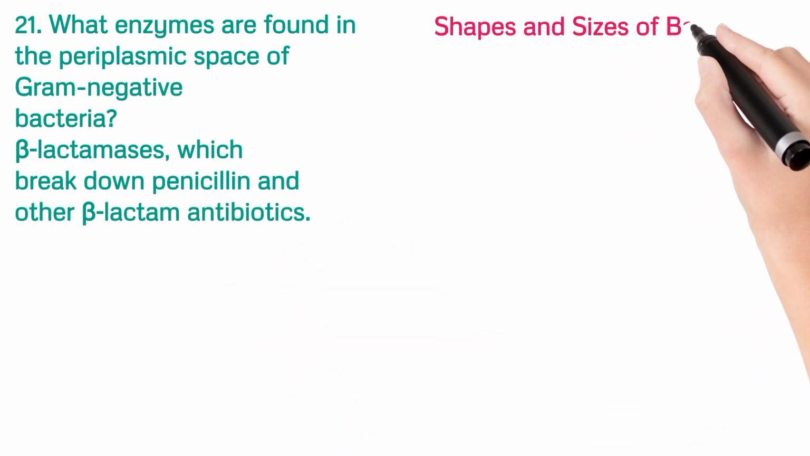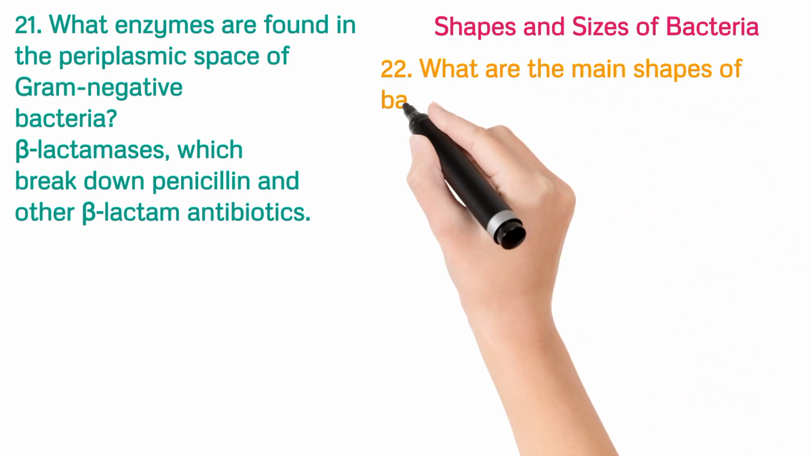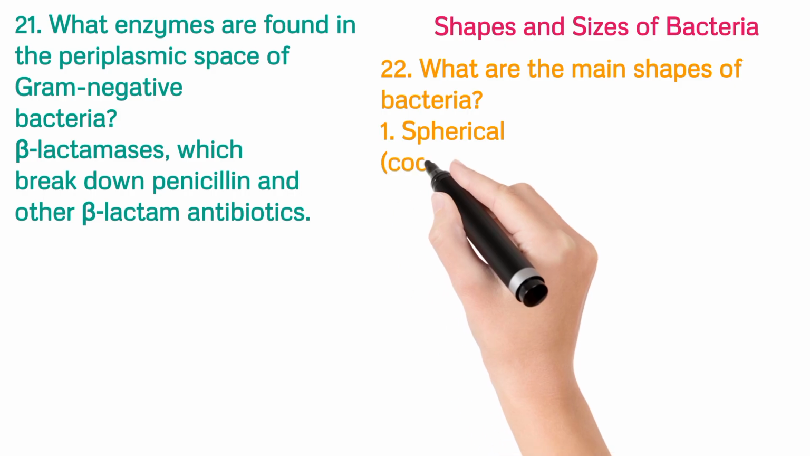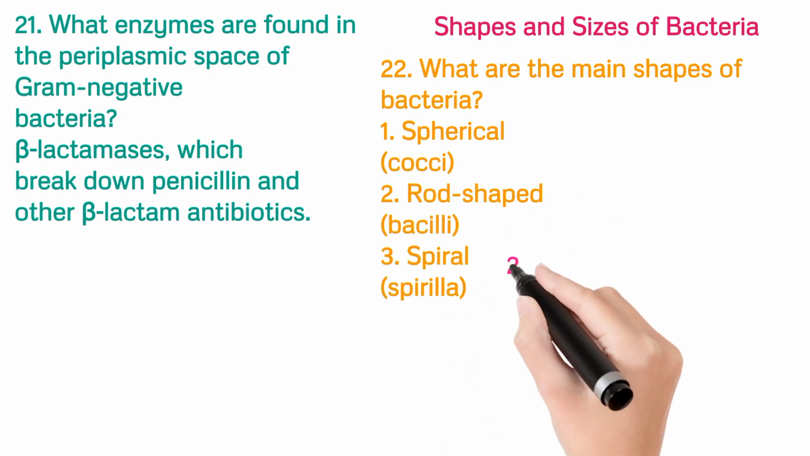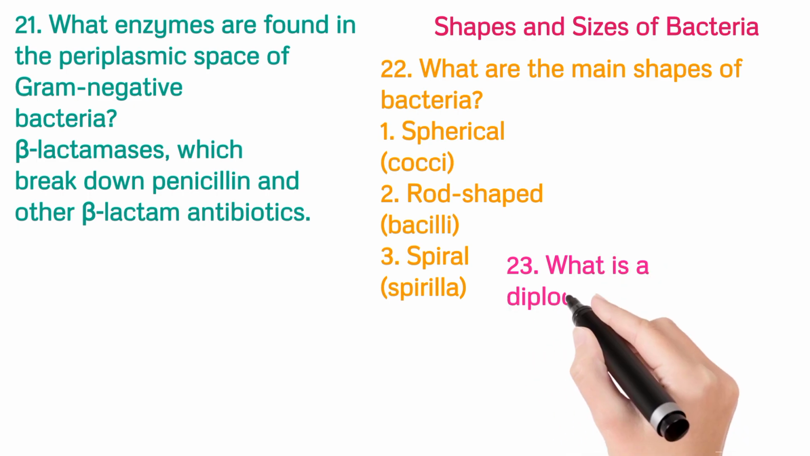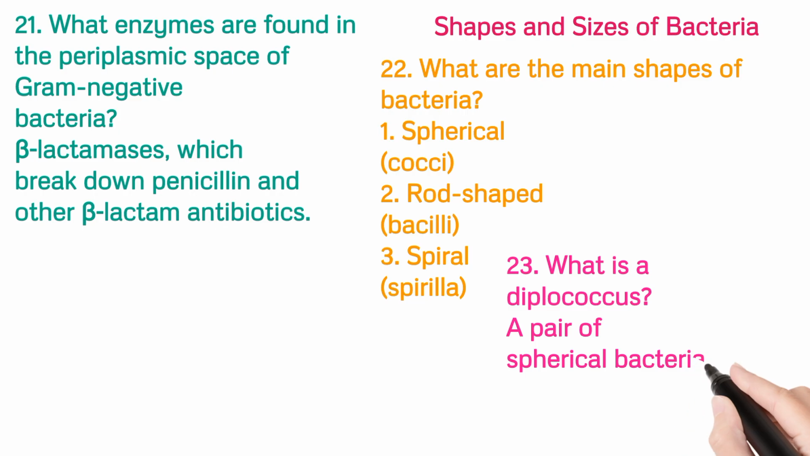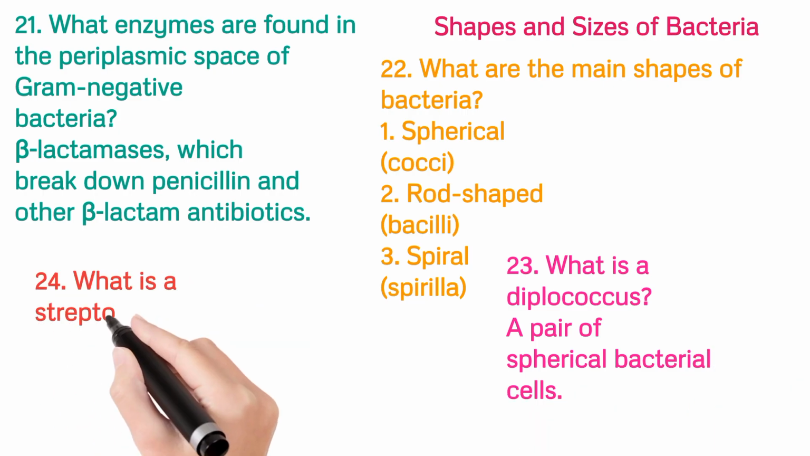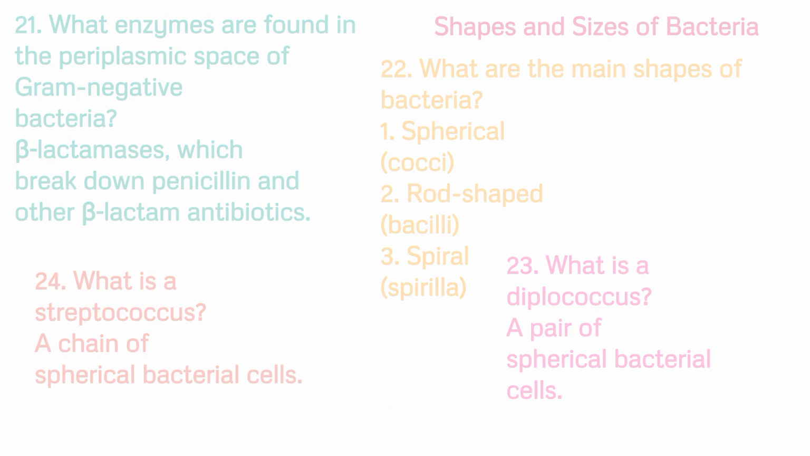Shapes and sizes of bacteria. 22. What are the main shapes of bacteria? Spherical, cocci. Rod-shaped, bacilli. Spiral, spirilla. 23. What is a diplococcus? A pair of spherical bacterial cells. 24. What is a streptococcus? A chain of spherical bacterial cells.